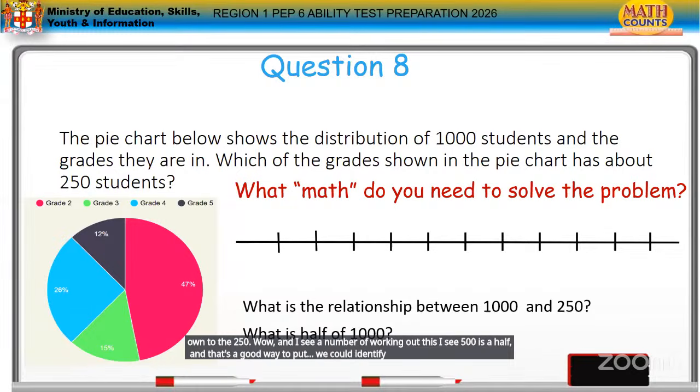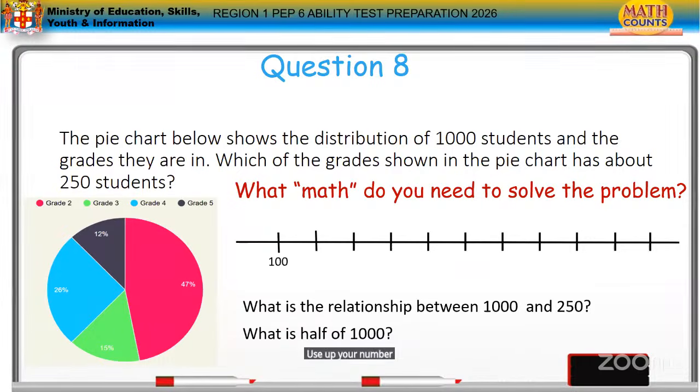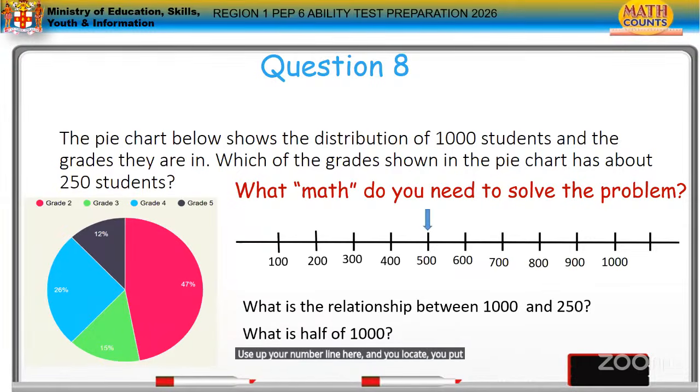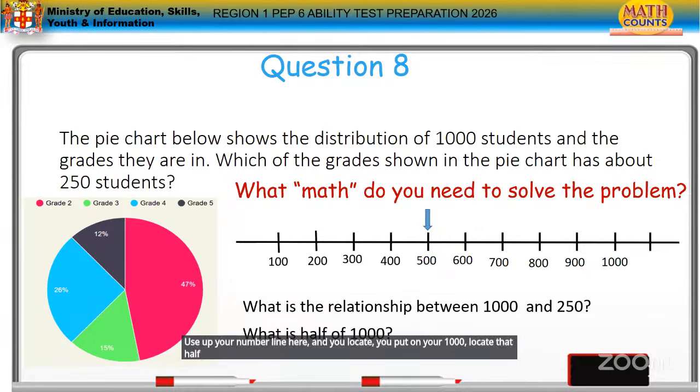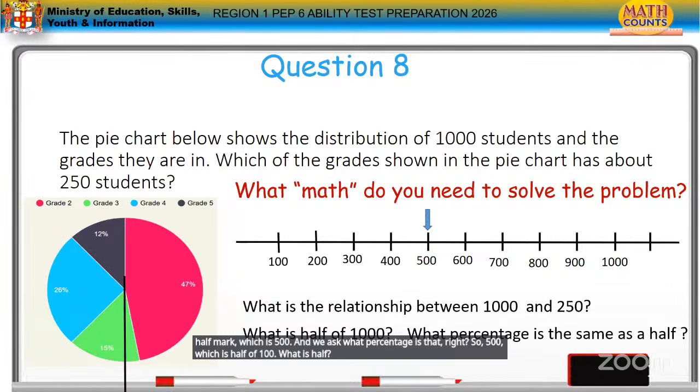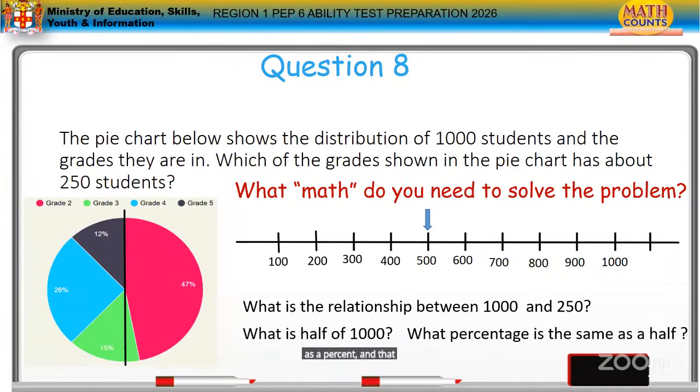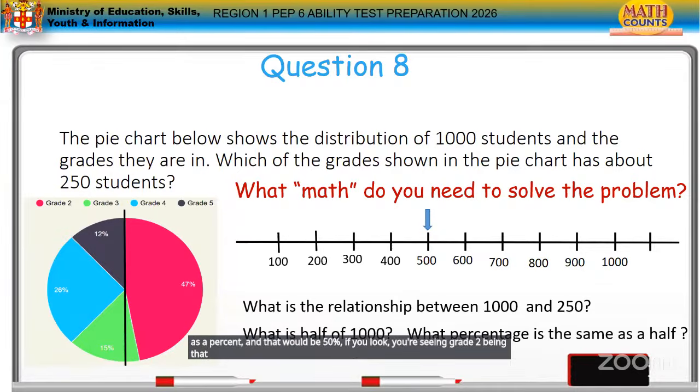You can use your number line. We're using different strategies. Use your number line here, put on your 1,000, and locate that half mark, which is 500. And we ask what percentage is that, right? So 500 is half of 1,000. What is half as a percentage? That would be 50%. If you look, you're seeing grade 2, that grade that is shaded in red, and clearly the 47% is very close to the half mark, so there's no way it could be it.